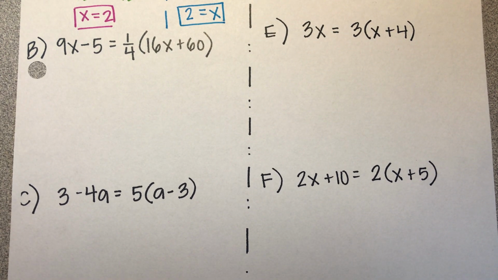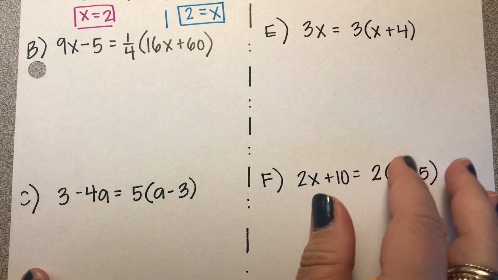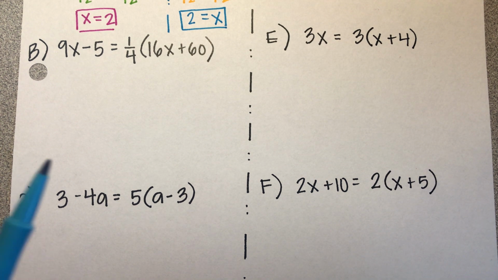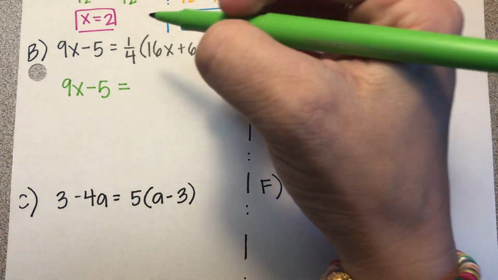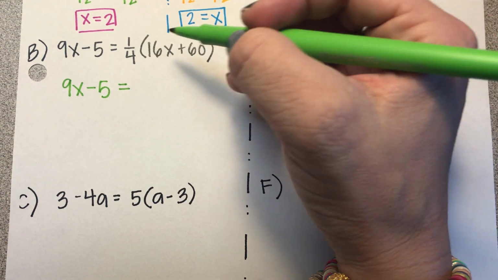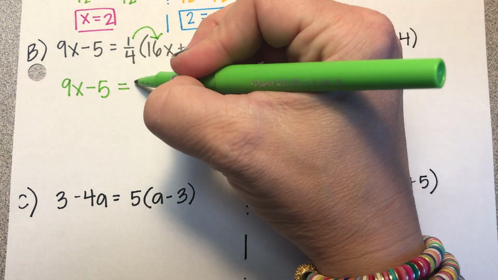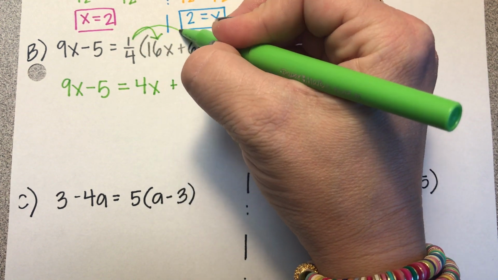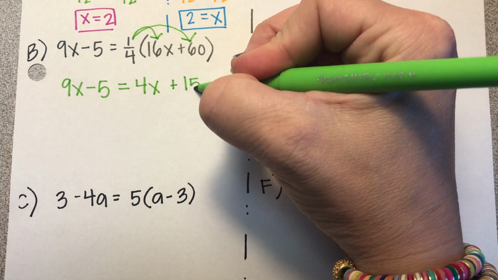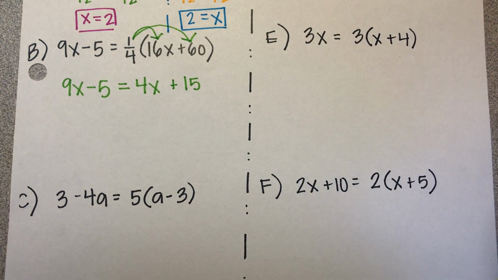What in the world? Okay, we have this parentheses and a fraction, so we're going to go ahead and use the distributive property. I'm not going to mess with anything over here on the left-hand side. I'm going to leave that as 9x minus 5. But now I'm going to take this 1/4 and distribute it to everything inside my parentheses. 1/4 of 16x is 4x because 16 over 4 is 4. And then 1/4 of 60 is 15. So I took my 1/4 and distributed it to everything inside my parentheses.